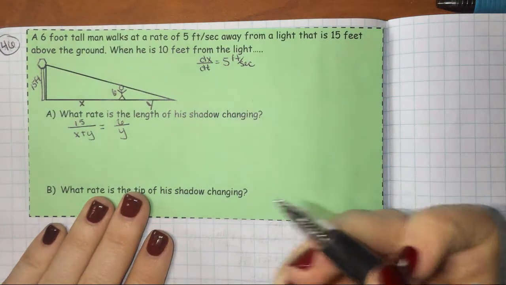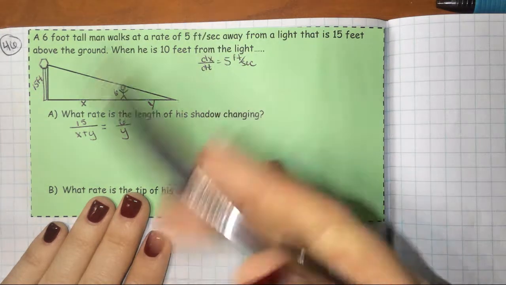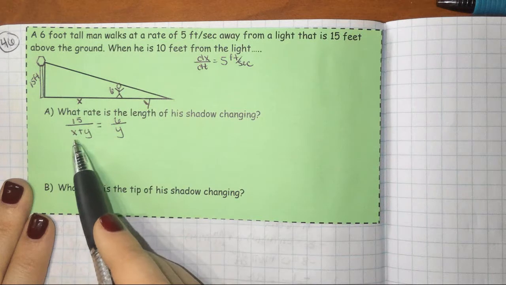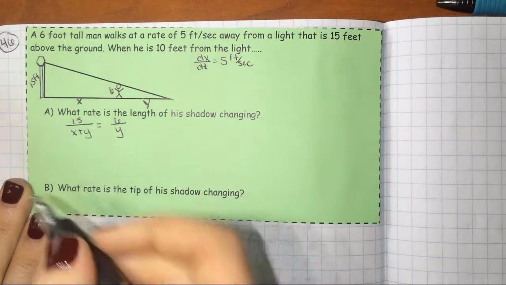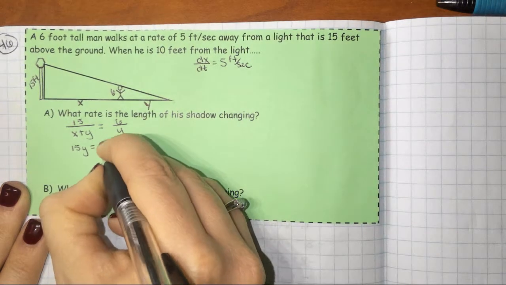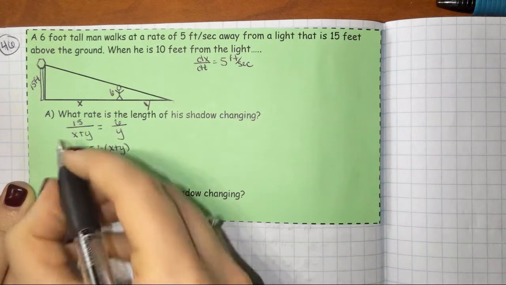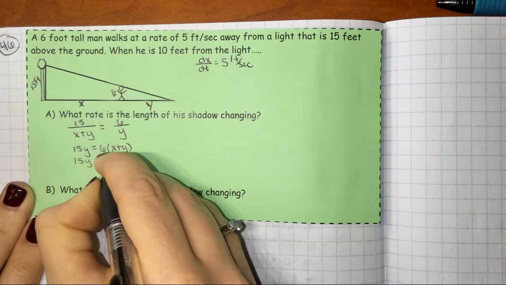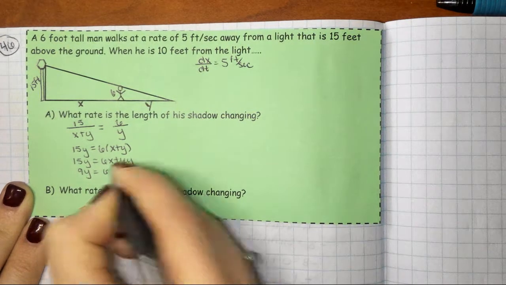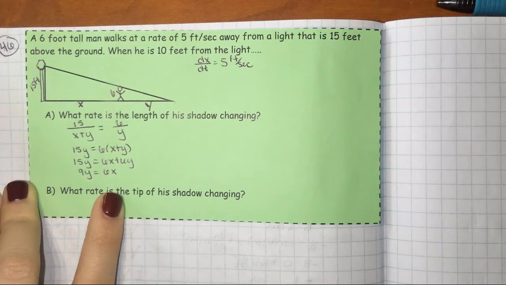Okay? And if I wanted to, I could solve this for who? You could solve it for Y. I'm going to multiply by Y on both sides. I'm going to multiply by X plus Y on both sides. So I'm just going to get 15y, you with me so far, equals 6 times x plus y, right? Little cross multiplication action there. Therefore, I get 15y equals 6x plus 6y, or 9y equals 6x. Does that make sense? Are we good so far?